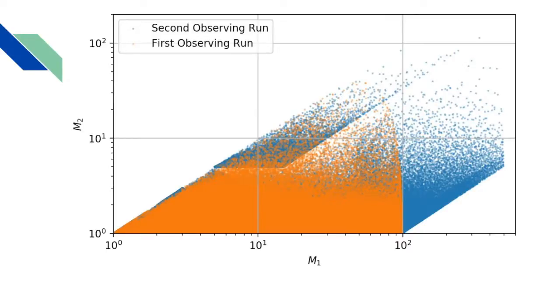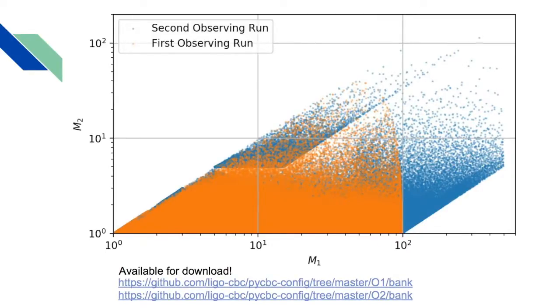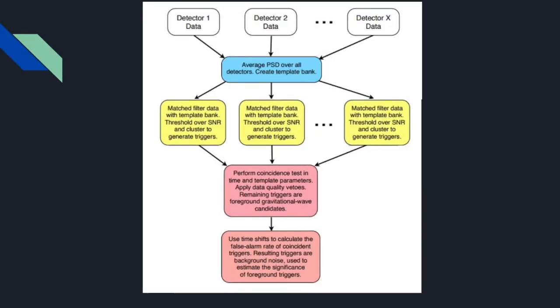And I'll note that these template banks are actually public, so if people want to access them to see what sort of templates we're looking at, these are available. So now you have a very mechanistic picture. We have a template bank. We can use matched filtering.